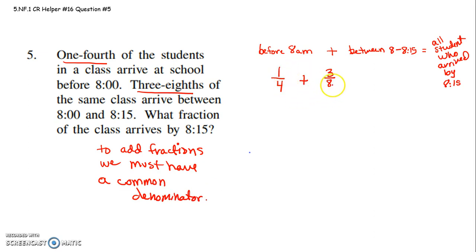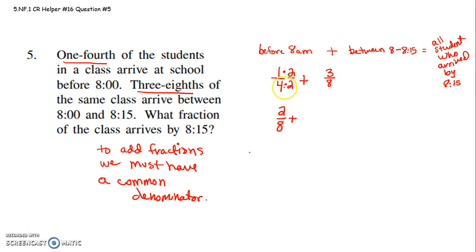So I look at my denominators, 4 and 8. Is there a number that 4 and 8 are both factors of? Oh yes, 8. So if I take 4 times 2, I can rewrite that as a denominator with 8. Well, if I'm going to multiply the denominator by 2, I must also multiply that numerator by 2. 1 times 2 is 2. 4 times 2 is 8. So 1/4 is the exact same number as 2/8.